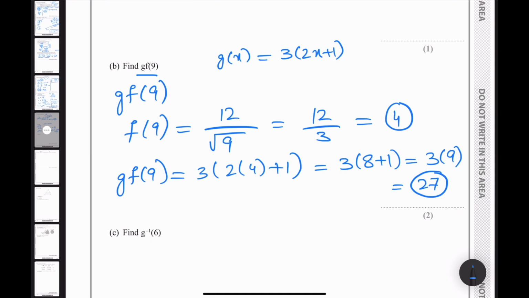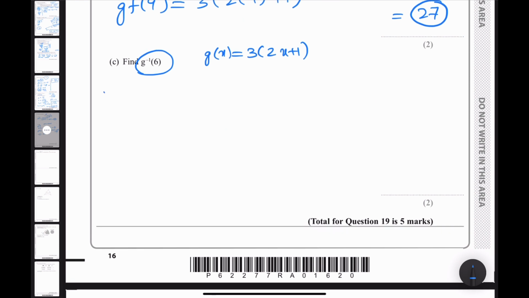Now in part C it says find g inverse of 6. So first of all, we have to work out g inverse of x, and then we will just substitute 6 into x. So this is our g of x equals 3 times 2x plus 1. Okay, let's find out g inverse of x first of all.